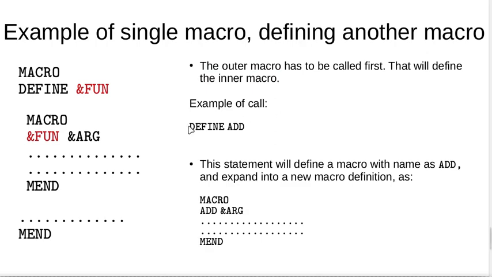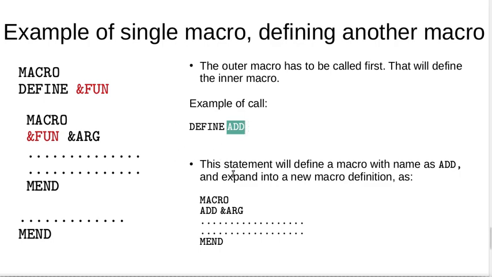So a call will look like this: define, add, right? Because define is the name of the outer macro and &fun was the argument. So in the place of an argument, we are providing a name, which is add. Fine. So this is the example of a call, right? So the outer macro has a call define, add. Now this add will represent &fun. This add will stand for the dummy argument &fun.